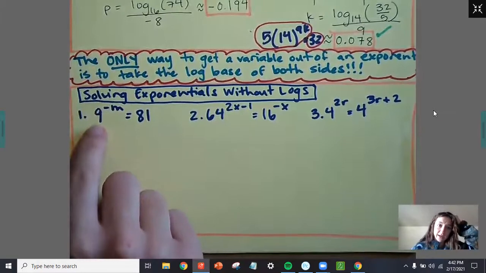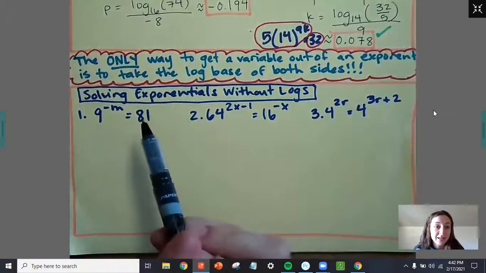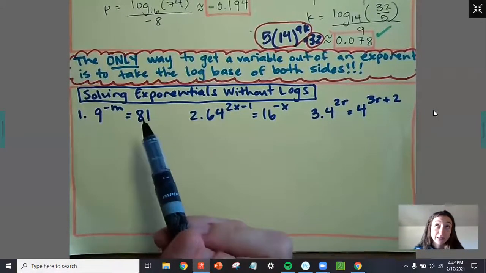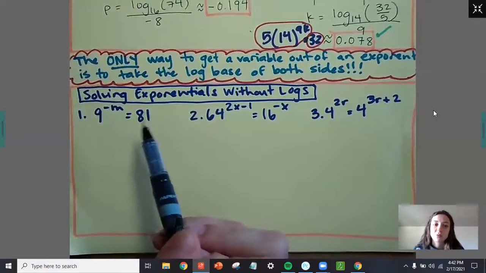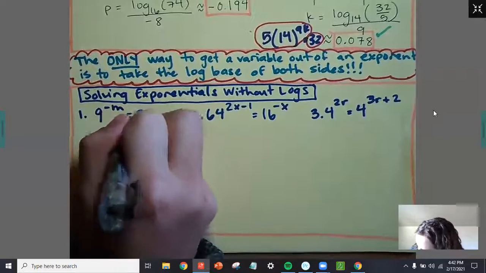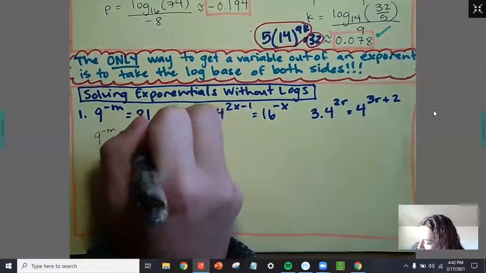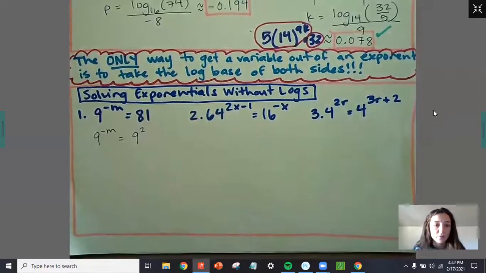So looking at 9, that can be rewritten as 3 squared, but since 81 can actually be rewritten as 9 squared, we're going to just rewrite 81 as 9 squared. So let's write 9 to the negative n. And then 81 is divisible by 9. It ends up being 9 times 9, so that's 9 squared.